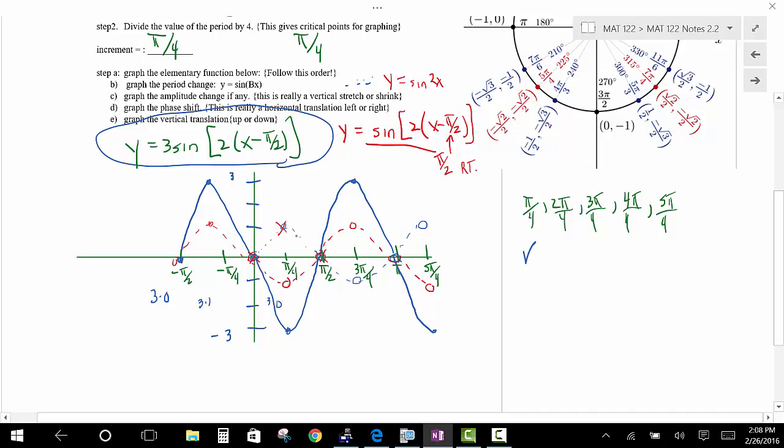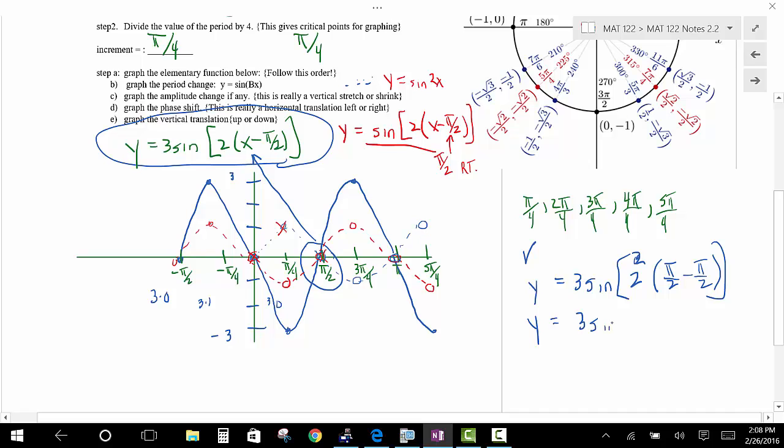Okay. Now, if you wanted to do a check, I would probably be tempted to use pi over 2 and plug that in because it's so easy. So I'm going to say, okay, y equals 3 sine of 2 times pi over 2 minus pi over 2. Let's see what y value we get, and let's see if this checks or not. So that's going to be y equals 3 sine of 2 times 0. So that's y equals 3 sine 0. So that's equal to 0. Okay, so that matches. Sine of 0 is 0, so that matches up. So that would be a correct graph. Verify other points if you choose to.